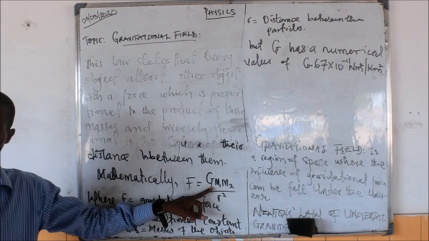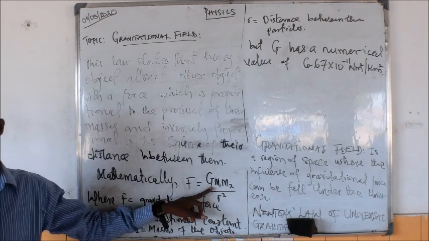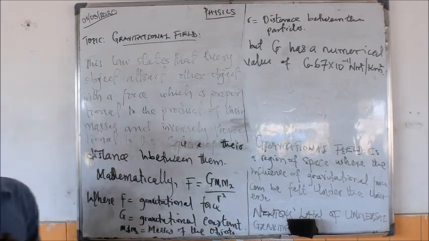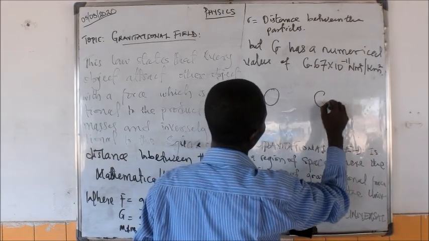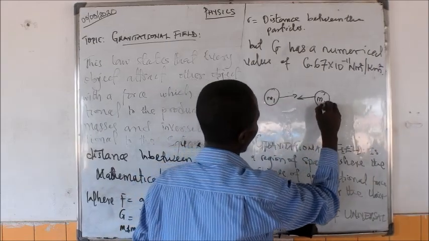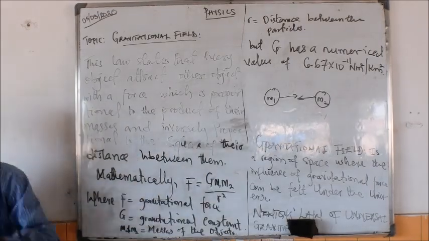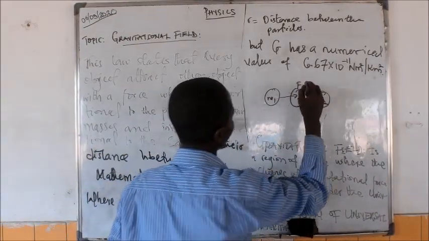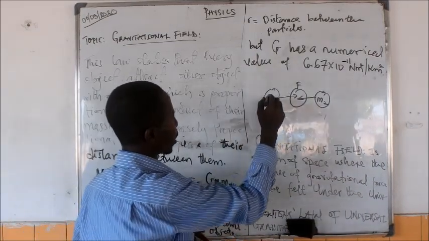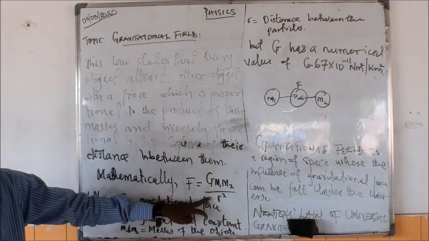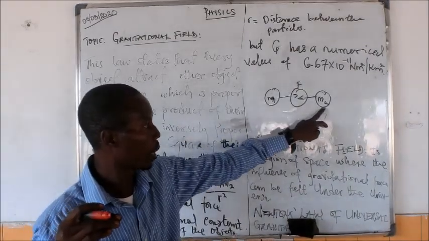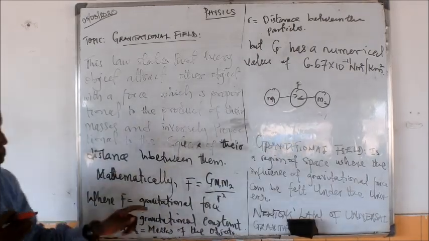6.67 times 10 raised to the power minus 11 Newton per meter square per kilogram square. Are we together? The essence of this formula is to prove to you that two particles, M1 and M2, are attracted to each other by what we call gravitational force. Okay? Now, the mass of this particle, like I said earlier, what is the meaning of magnitude? We are discussing the mass of this particle M1, then the mass of this particle M2. When they combine together with the forces, then something is happening to them.